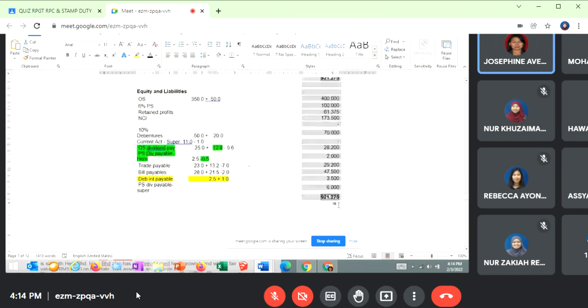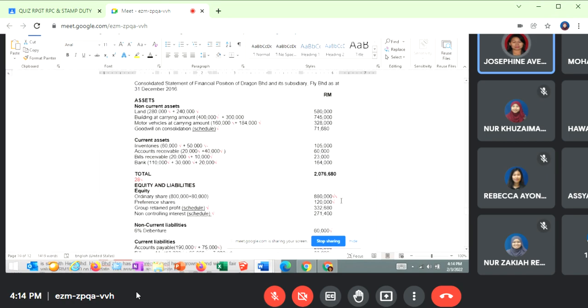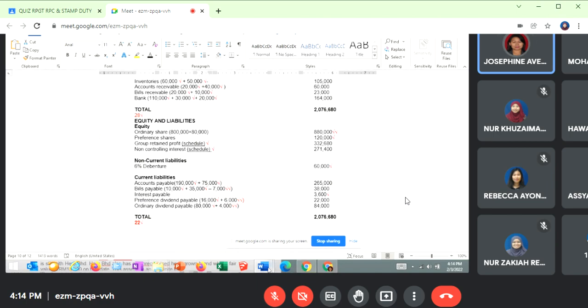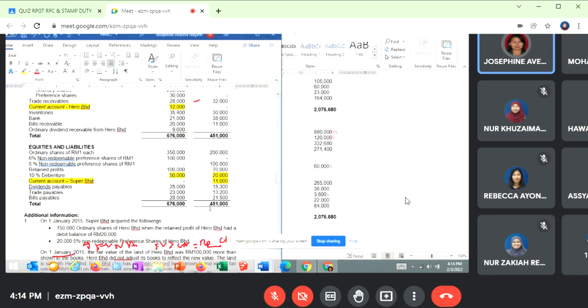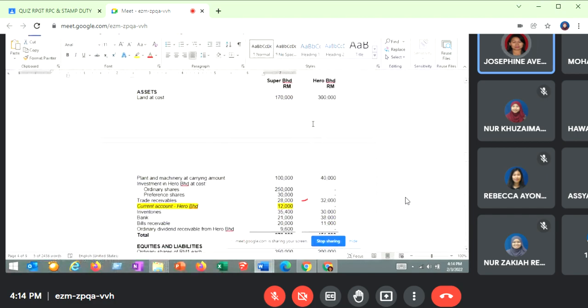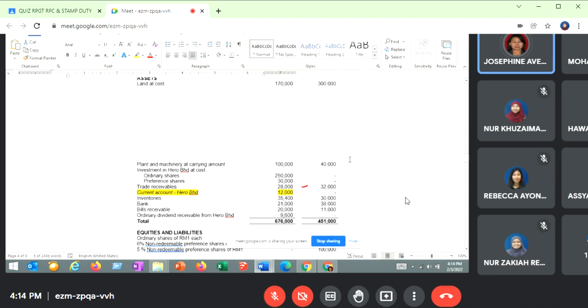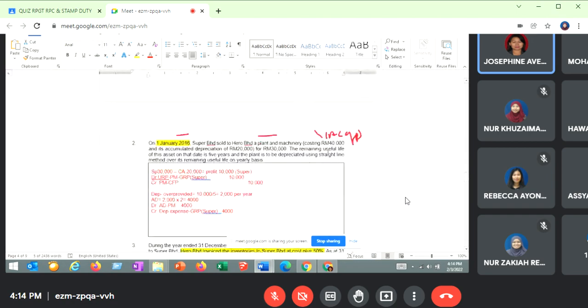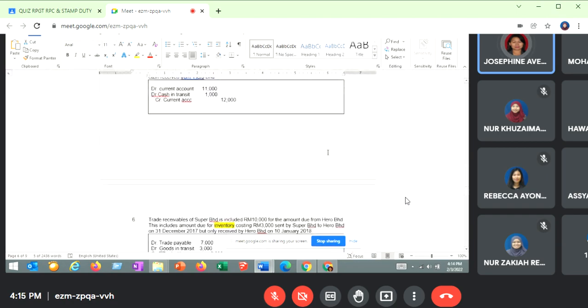So, question number 4. The last question is similar to question number 3. Look at question number 3. The only thing is I need you to amend. For question number 4, please amend this. This figure is okay, except here, this part. This part, number 9.